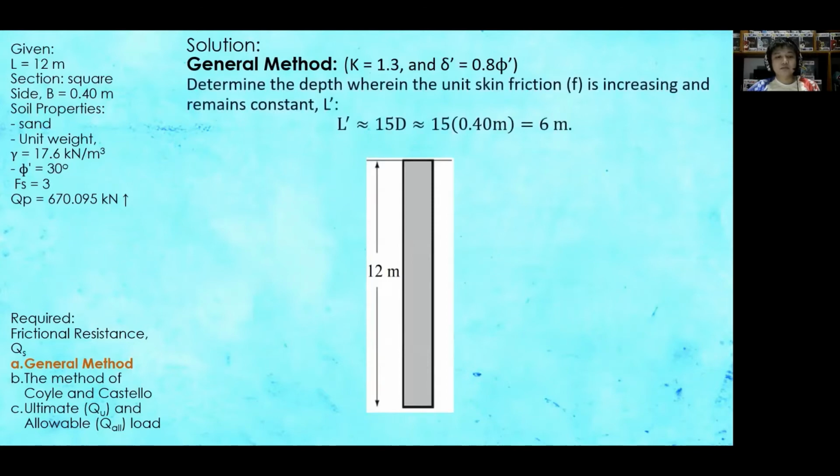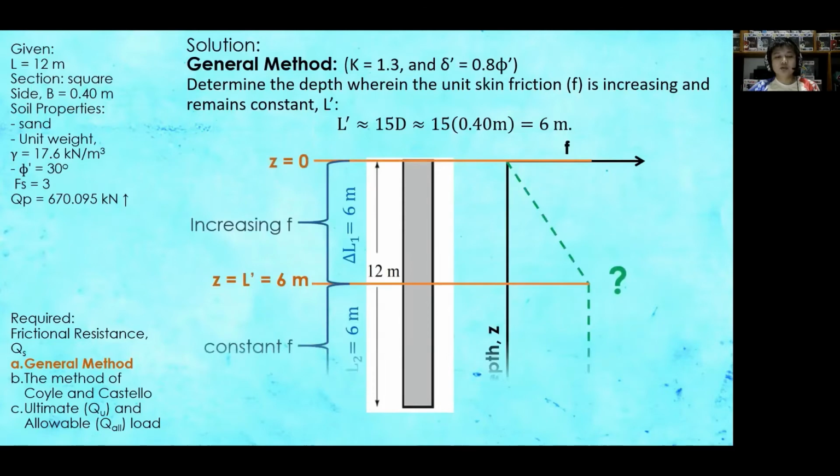For the general method, K is equal to 1.3 and delta prime is equal to 0.8 of phi prime. Determine the depth wherein the unit skin friction, or F, is increasing and remains constant. At L prime, for conservative condition, it is about 15 times D, wherein D is our side dimension or side size for our square pile, that is about 0.4 meter. So L prime therefore is equal to 6 meters.